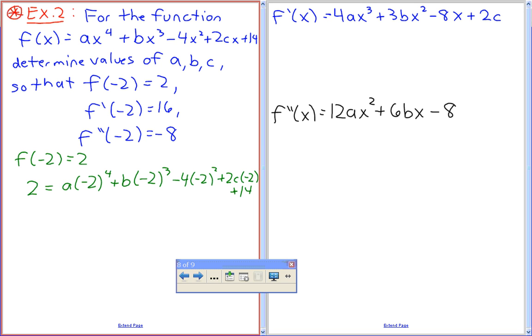What an awesome question. Okay, calculator time. Negative 2 to the 4 is what? 2, 4, 8, 16, is that right?